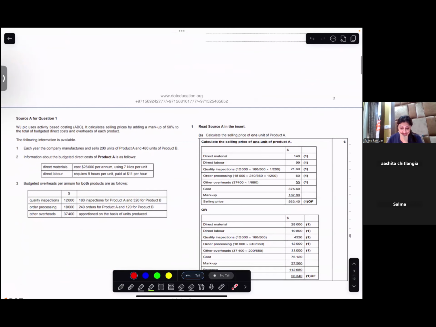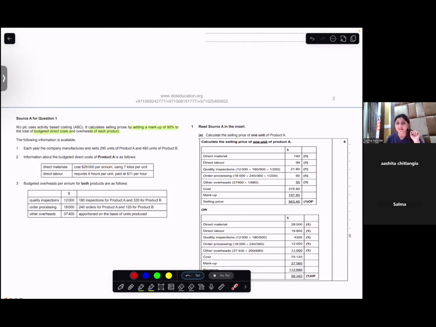Okay. How about direct material? Now read the question, please. WJ PLC uses activity-based costing. It calculates selling price by adding a markup of 50% to the total budgeted costs and overhead for each product. The following information is available. Each year, the company manufactures 200 units of product A and 480 units of product B.